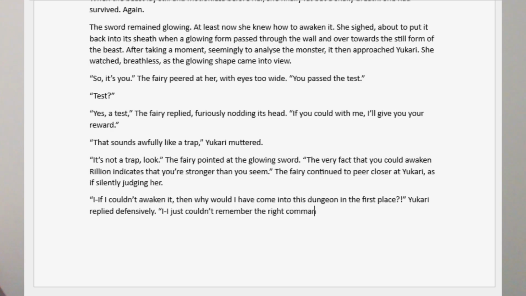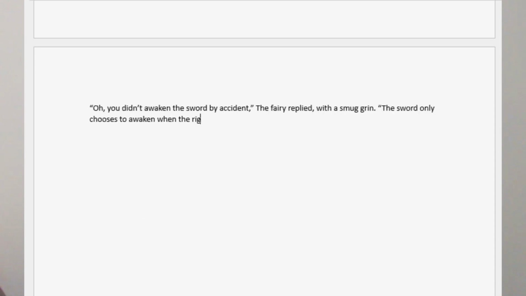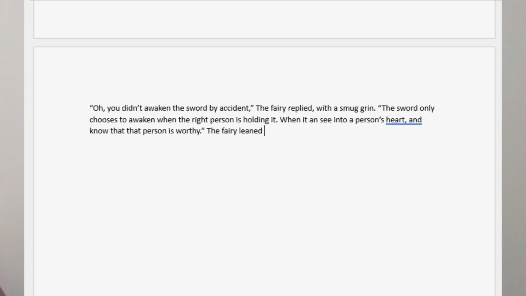The fairy snickered. "Oh, you didn't awaken the sword by accident," the fairy replied with a smug grin. "The sword only chooses to awaken when the right person is holding it, when it can see into a person's heart and know that that person is worthy." The fairy leaned closer. "It's not the sword's power that saved you. Your own power saved yourself."